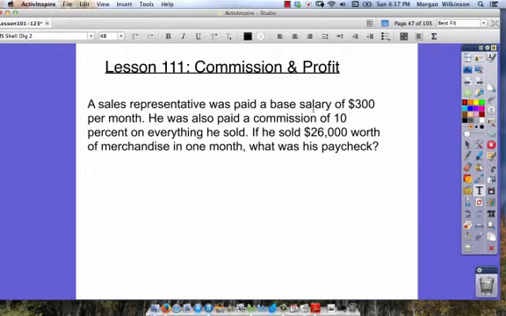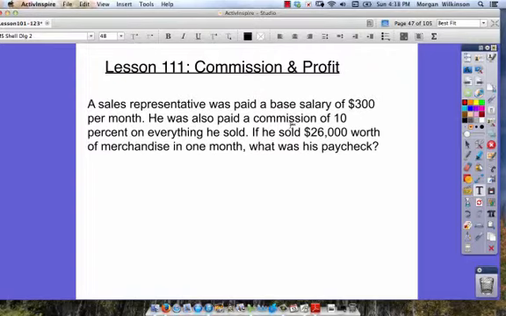Lesson 111 is about commission and profit. Our first question says, a sales representative was paid a base salary of $300 per month. He was also paid a commission of 10% on everything he sold. If he sold $26,000 worth of merchandise in 1 month, what was his paycheck?